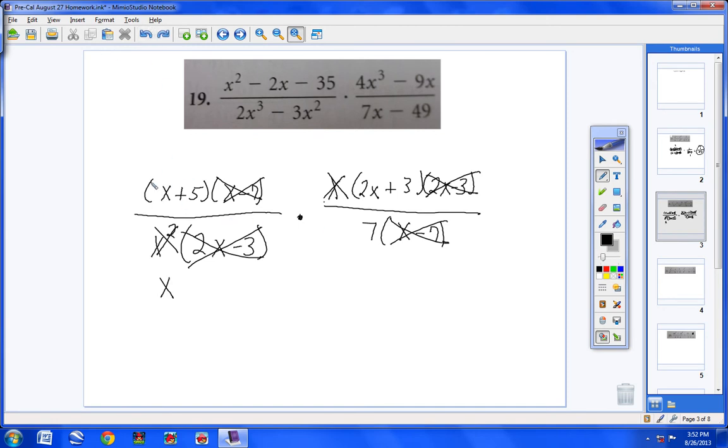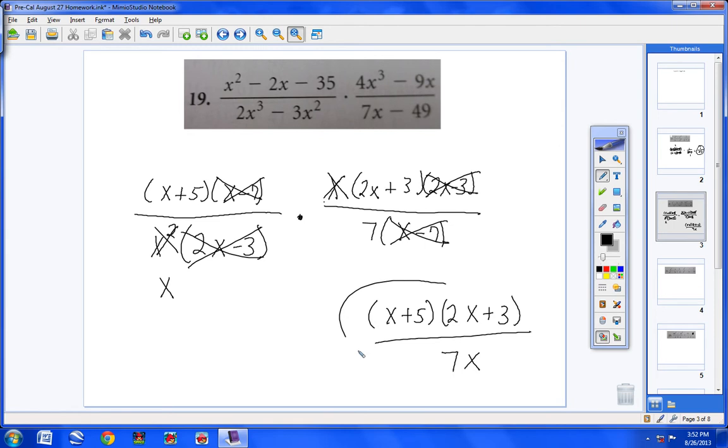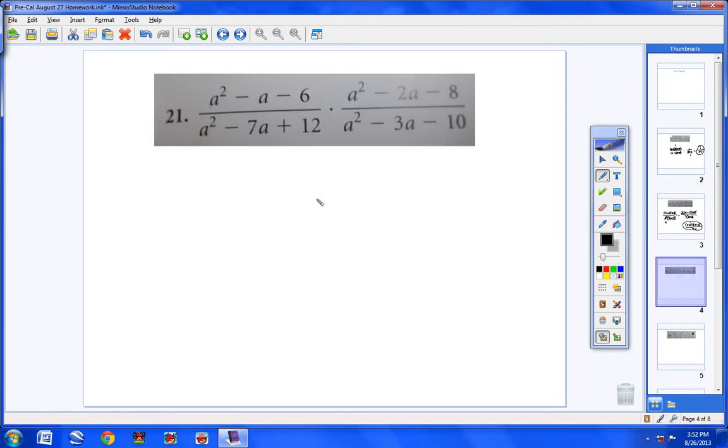Now, we take our top, x plus 5, times our top, 2x plus 3. So x plus 5 times 2x plus 3 all over x times 7, 7x. I'm not going to make you do all this multiplication up top. That's just busy work to me. You've already showed me you know how to do that, so that's good enough. And we're moving on to the next problem.